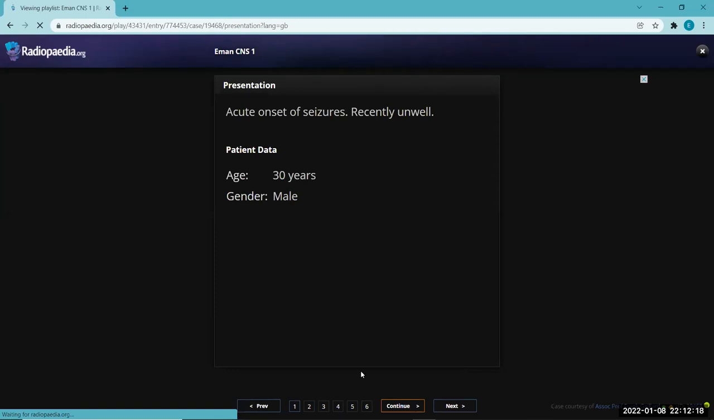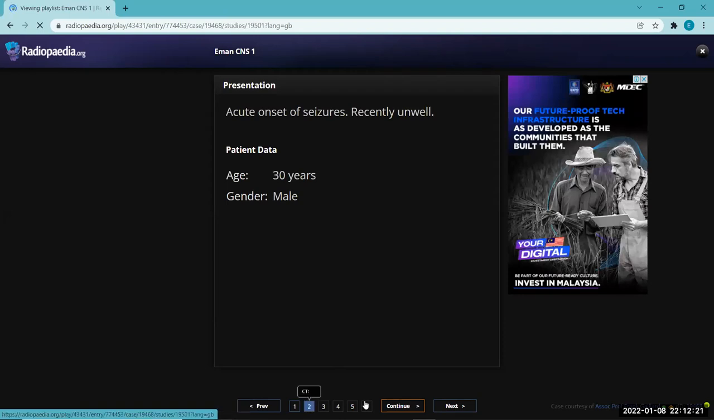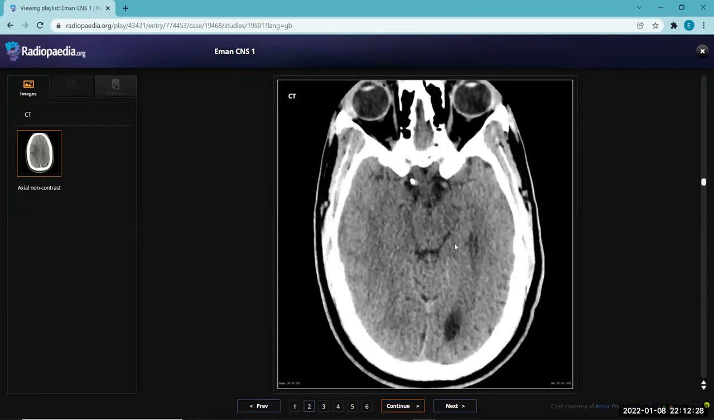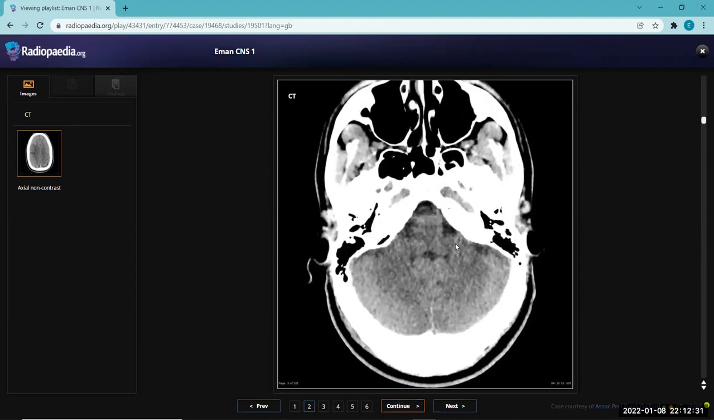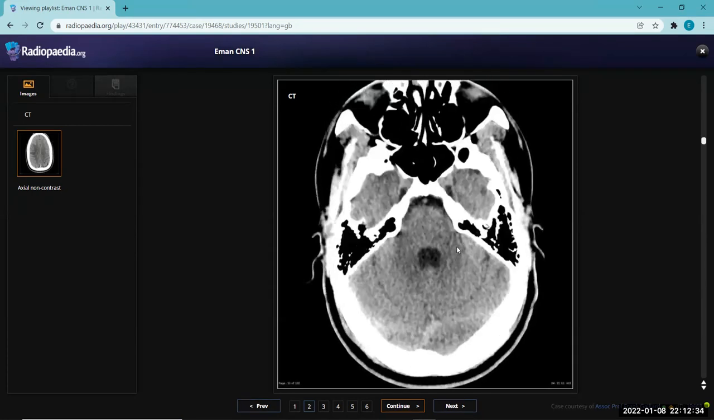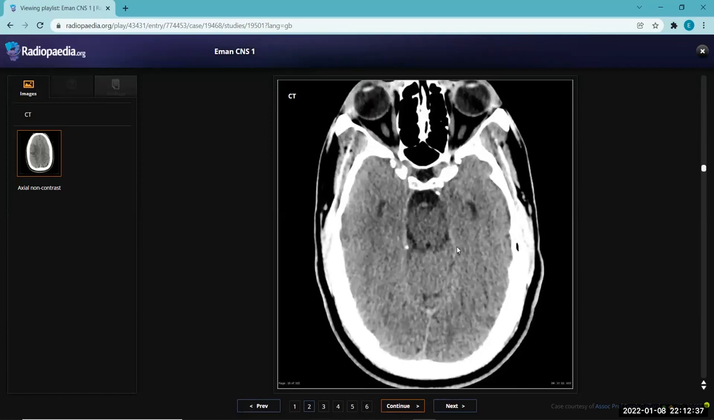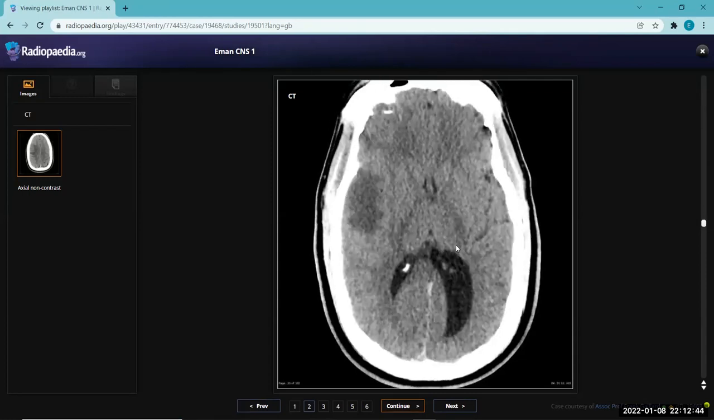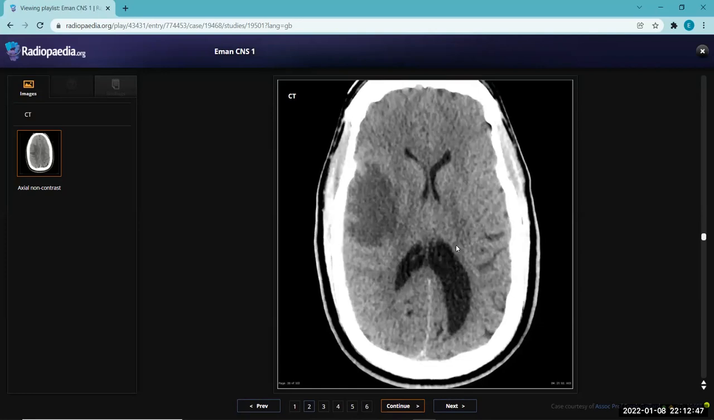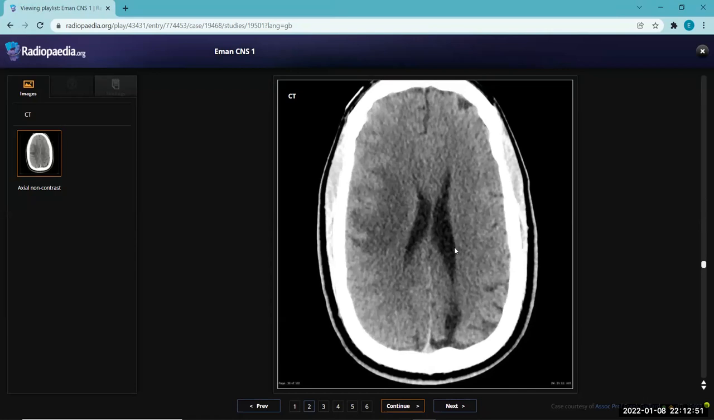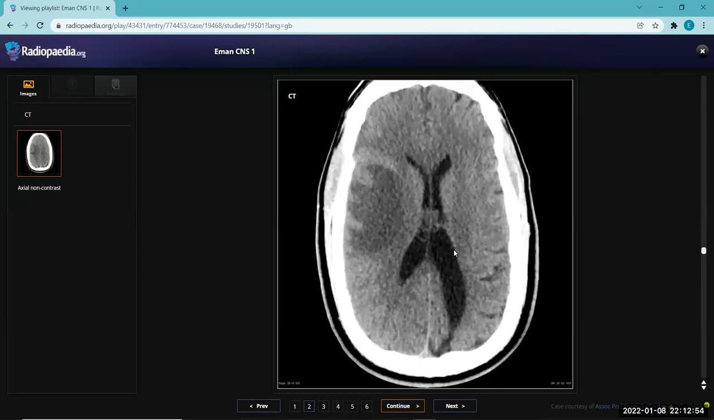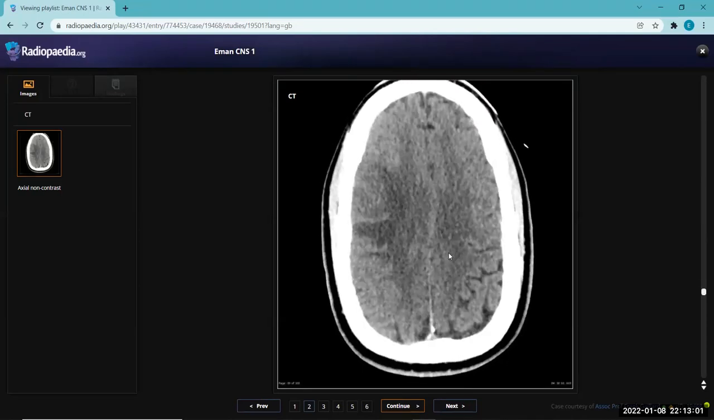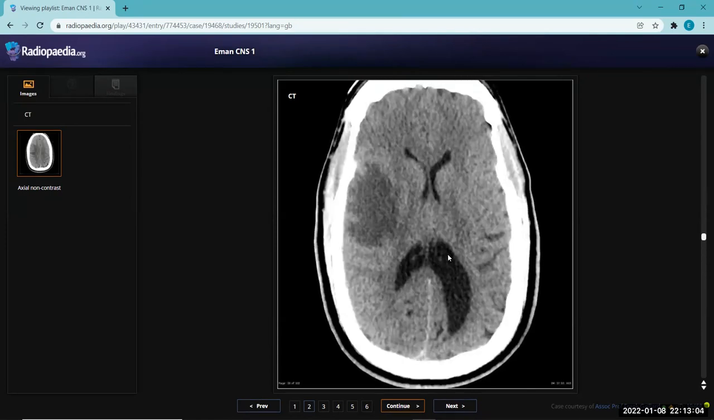So 30-year-old male with acute onset of seizures, recently unwell. So this is a CT. Non-contrast axial images of a 30-year-old who is recently unwell. So the striking abnormality I can see is on the right side. Abnormal hypoattenuation area is seen within the right cortical or subcortical region, predominantly within the right gray matter.